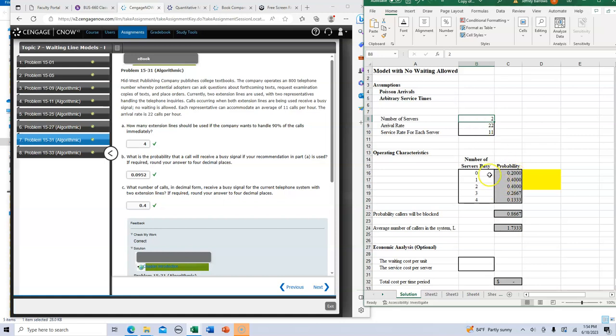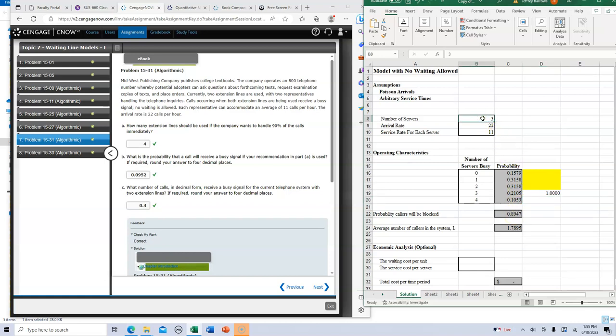And let's see how, number one, the operating characteristics change, and then this probability callers will be blocked. So let's continue to ratchet this up. If we go up to 3 servers, let's first of all make sure this thing is doing what it should be. The sum of these values should equal 1, which is good, right? So these number of servers busy and the associated probabilities. Probability callers will be blocked, you should see that this number went up just a bit.